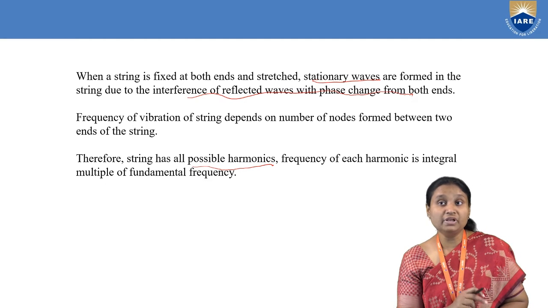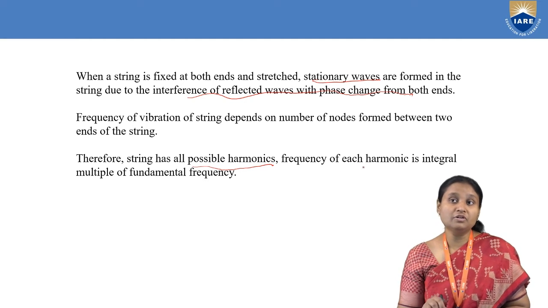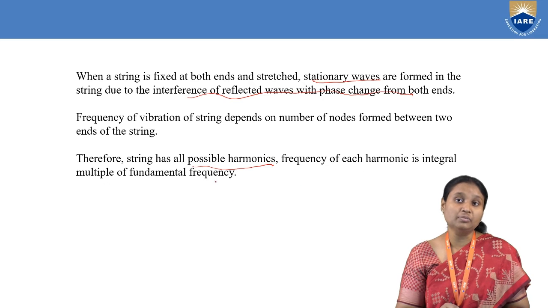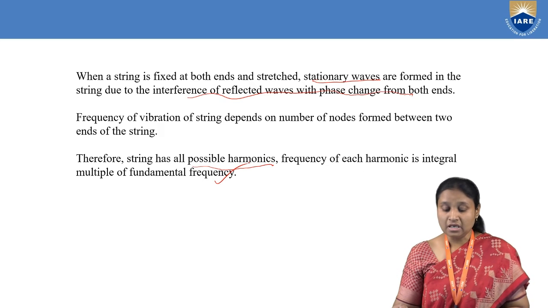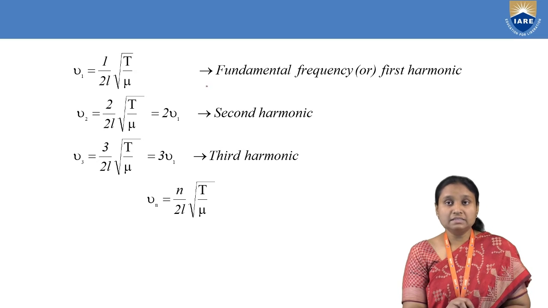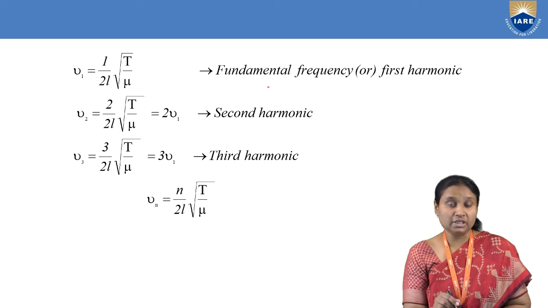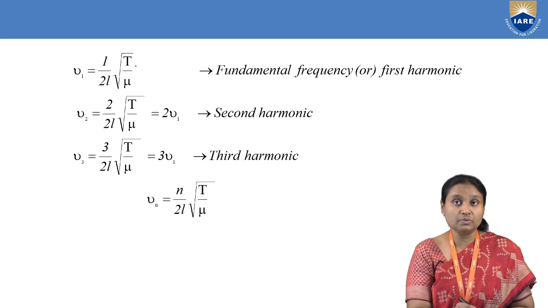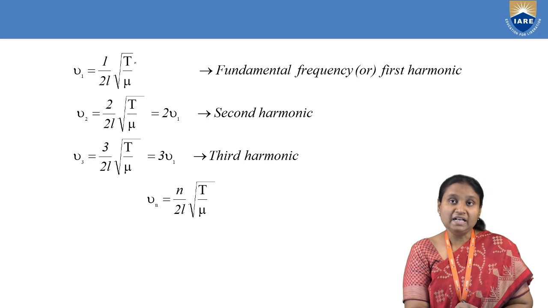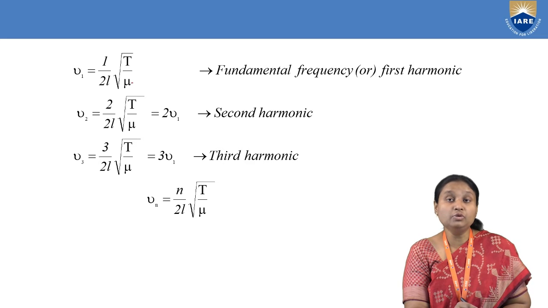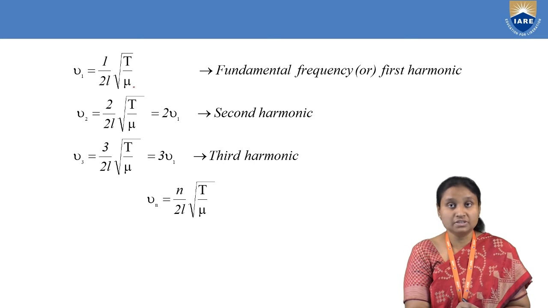And how to find frequency of each harmonic? Frequency of each harmonic is integral multiple of fundamental frequency. Now here, what is the fundamental frequency? Suppose your string is vibrating with only one loop, then fundamental frequency or first harmonic is given as 1 by 2L square root of T by mu, where T is the tension. So the string is subjected to tension T, and mu is linear density of the string.